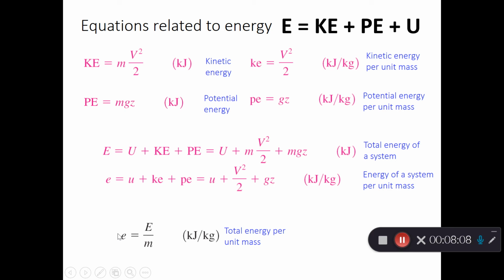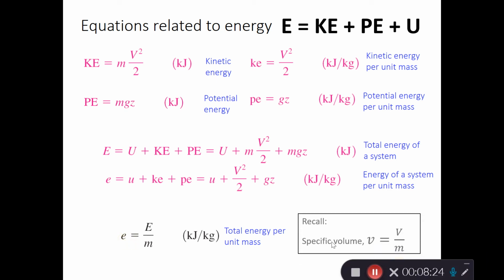So if you have 10 units of it, or 10 kg of it, then you just multiply the small e with 10 kg, and then you get the total energy. So this works with every property. Okay, so I've added here, recall the specific volume, the same concept. If you want to find the volume, you can just multiply the specific volume with whatever mass that you have. That will be the total volume.